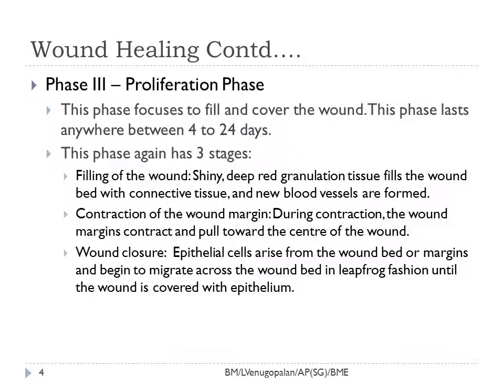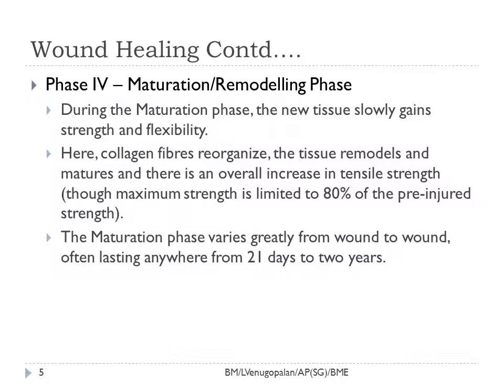Now the last stage is the wound closure, where epithelial cells arise from the wound bed or the margin and begin to migrate towards the wound bed in a leapfrog fashion till the wound is totally covered with epithelium. This is when you have that brown scab around your wound. You would have had injuries when you were a child. You would have scraped your knee or your arm, and the brown layer is actually the wound covering. The last phase is the maturation or remodeling phase.